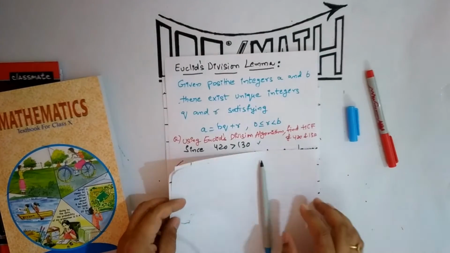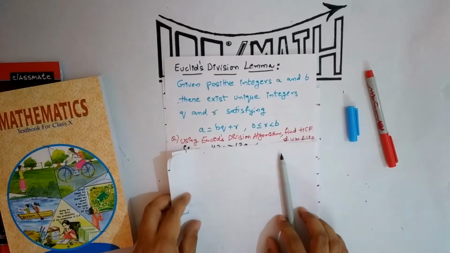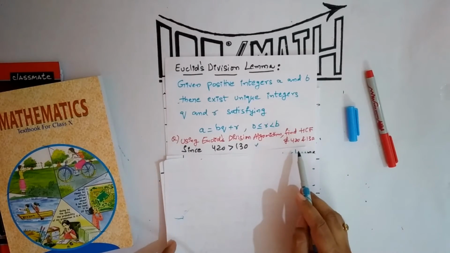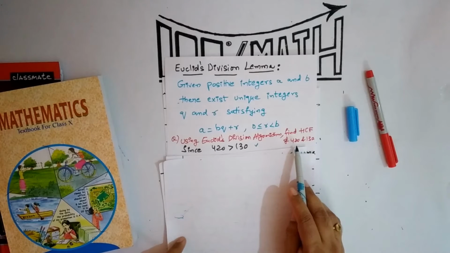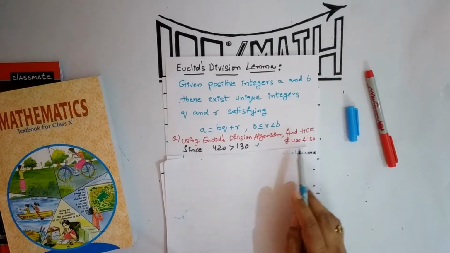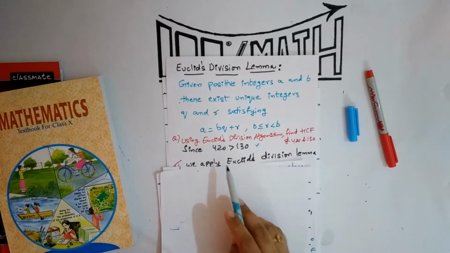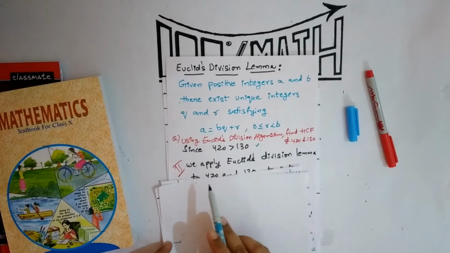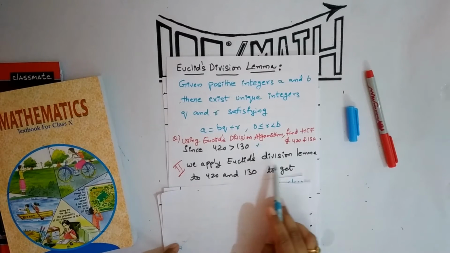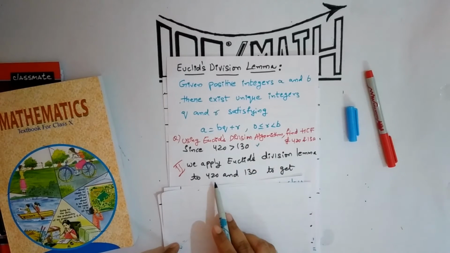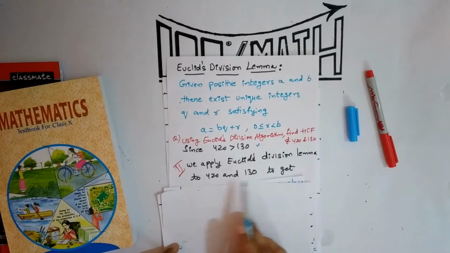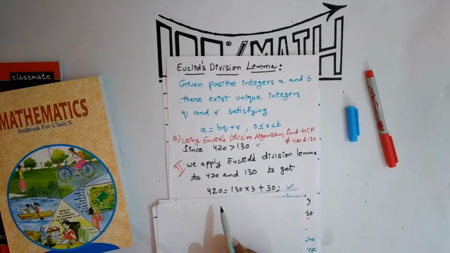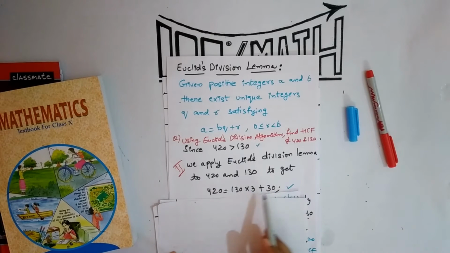So what is Euclid's division algorithm? Usually Euclid's division algorithm is used to find the HCF of two numbers. In this example, we have taken the numbers 420 and 130. We identify the larger number and the smaller number, and the first step that we do is we apply Euclid's division lemma to these two numbers, 420 and 130, to get 420 equal to 130 into 3 plus 30.